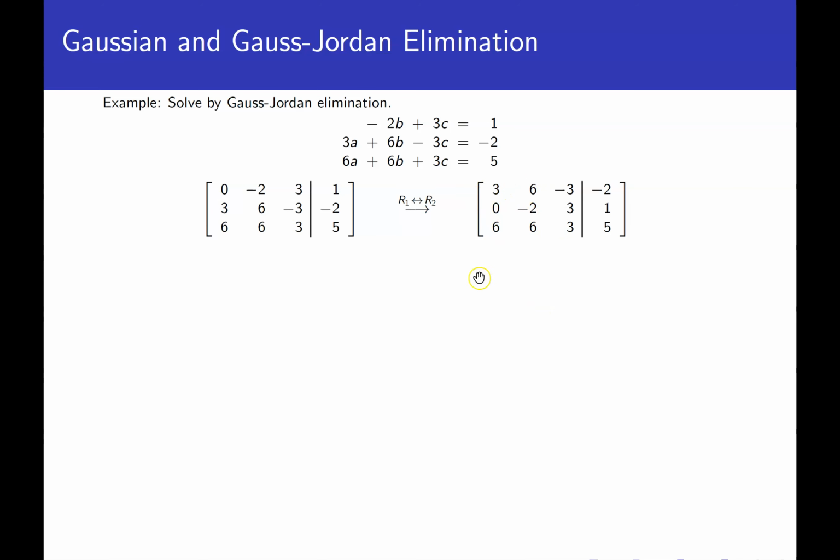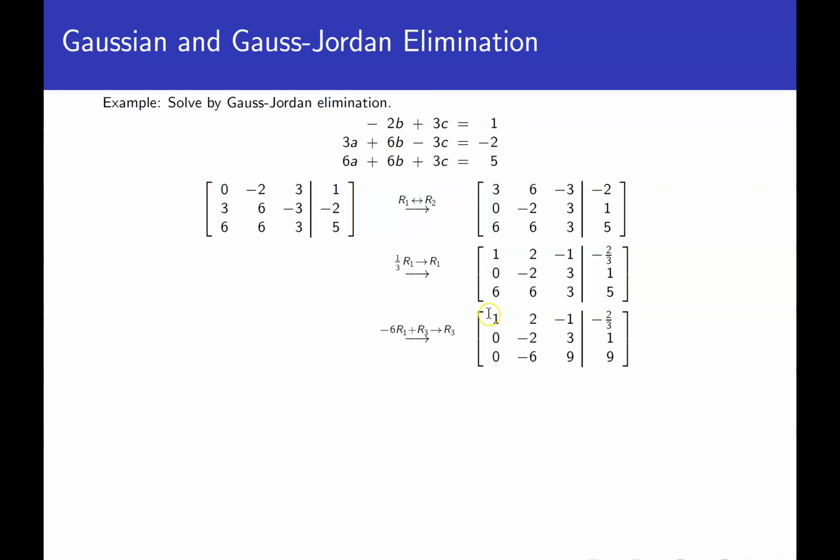Now I need to make this a 1. So if I make that a 1, I need to divide everything by 3 or multiply by 1/3. So we'll have 1/3 of row 1 and replace row 1. I need to get zeros below this 1. I've already got a 0 in row 2. I just need a 0 in row 3. We'll accomplish that by doing -6 times row 1 added to row 3 and replace row 3. You can check that arithmetic gives you the -699 in the third row.